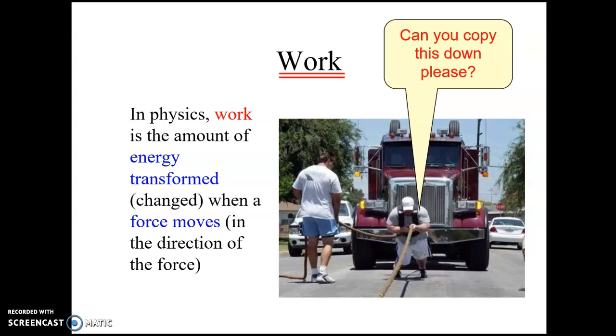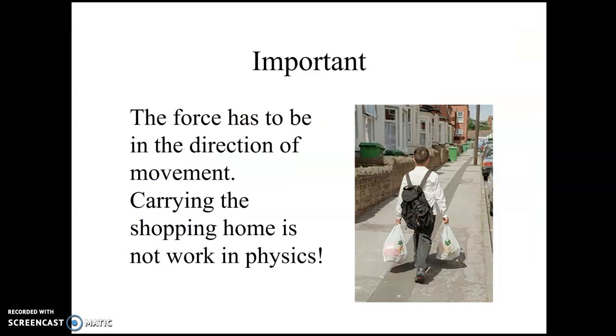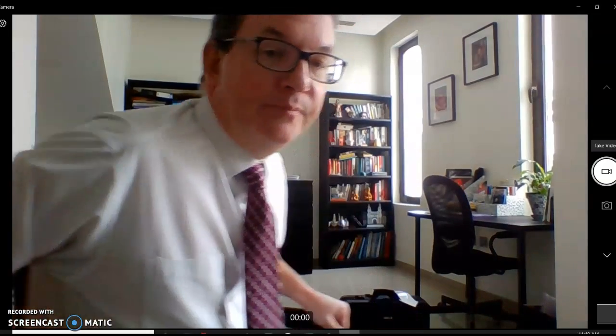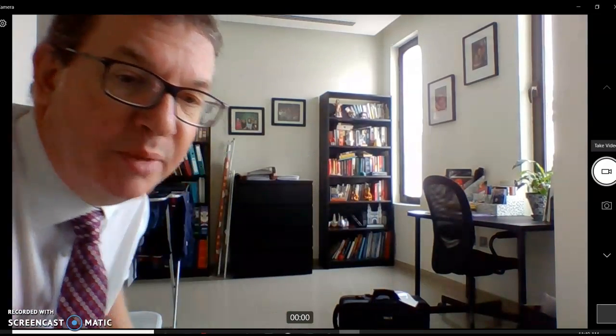Okay. Now, the key thing there is the force has to move in the direction of the force. So when you're carrying the shopping home, you're using a force to lift the shopping, but you're not moving in the direction. So I'm going to try and show you that. If I put my camera on so you can see me. Okay, so I'm going to go and pick up my trumpet case.